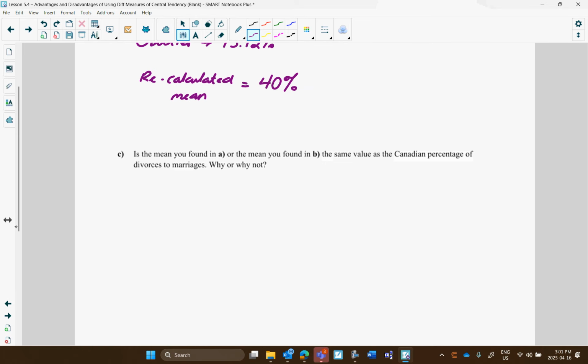So is the mean you found in A or the mean you found in B the same value? Well, neither are the same, although A was closer.